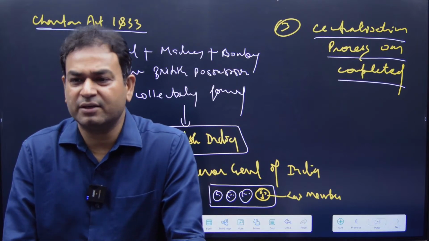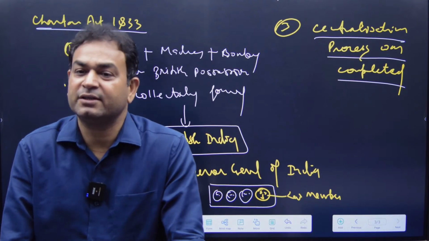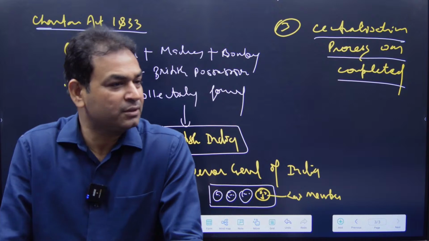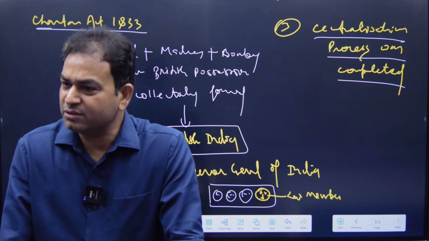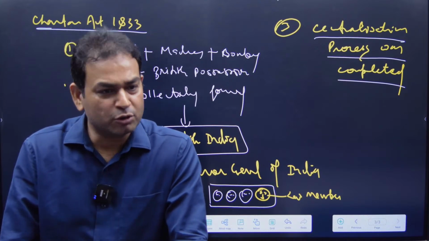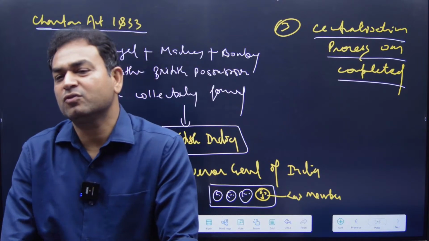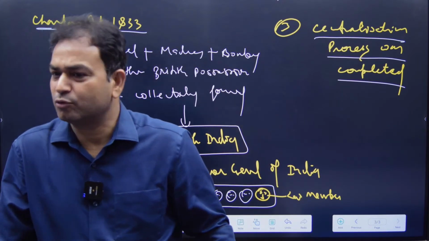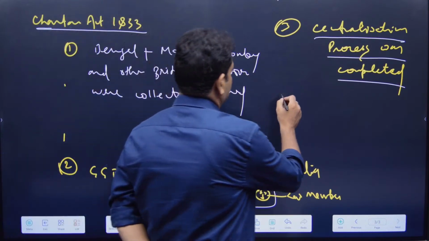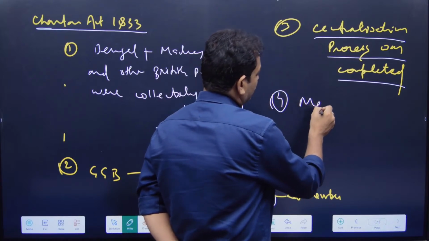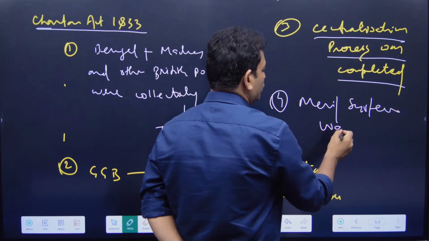Under the chairmanship of Lord Macaulay, the first Law Commission was constituted in 1834 under the provisions of the Charter Act 1833. The merit system was introduced for the first time.